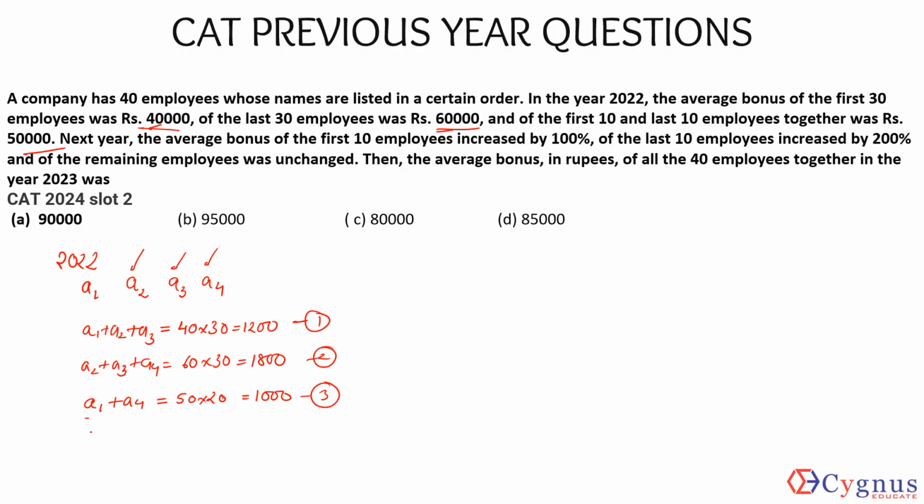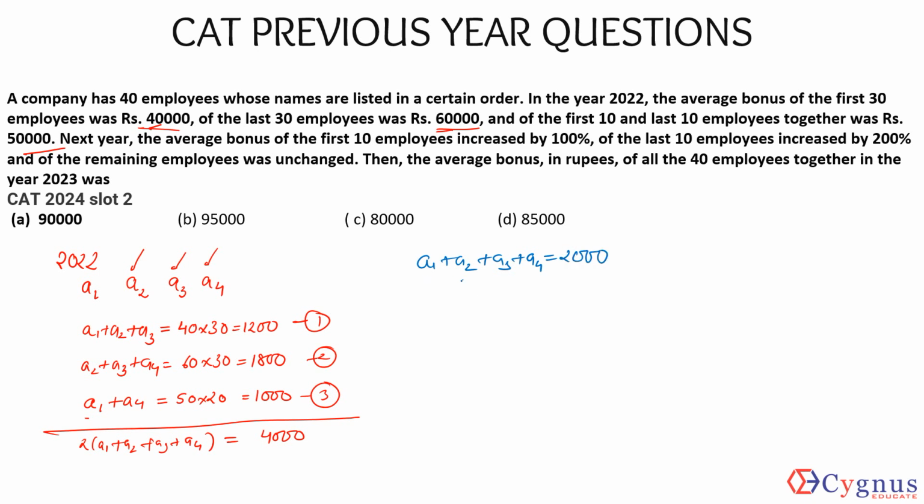If you look at all the equations carefully, A1 appears twice, A4 twice, A2 and A3 twice. So if you add up all the three equations, what do we get? Twice of A1, twice of A2, twice of A3, twice of A4. So I'll take 2 common. It is equal to 1200 plus 1800, that is 3000, plus 1000, 4000. After that, A1 plus A2 plus A3 plus A4 must be equal to 2000.